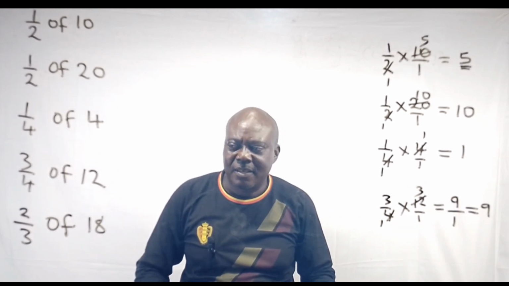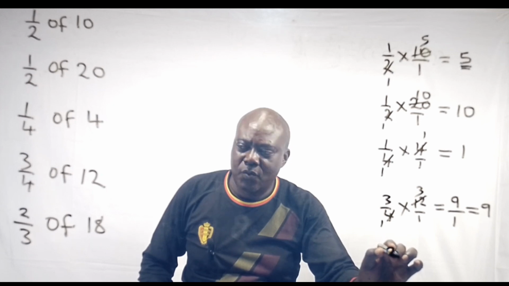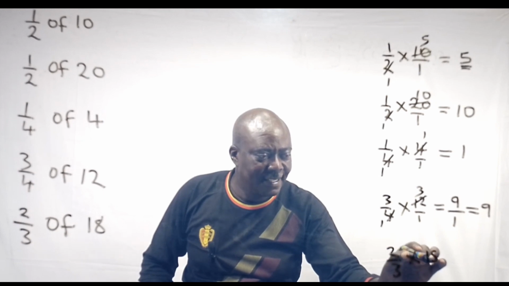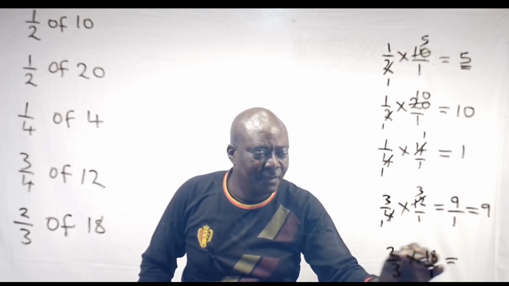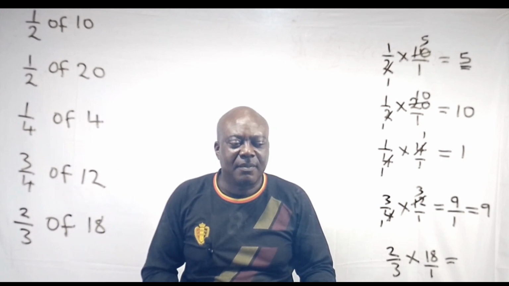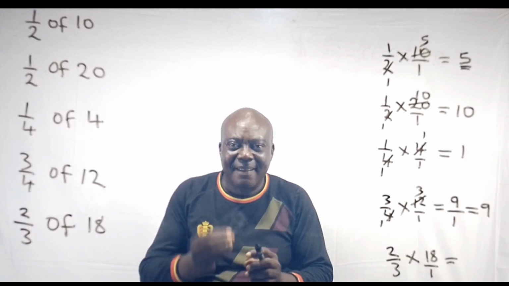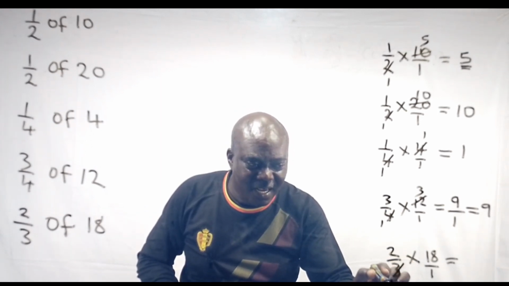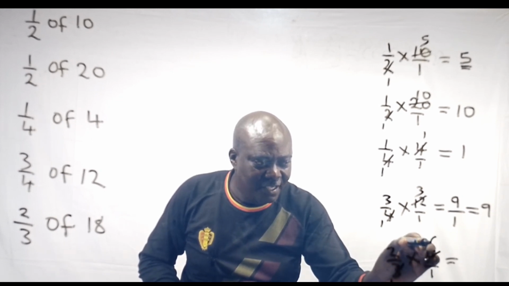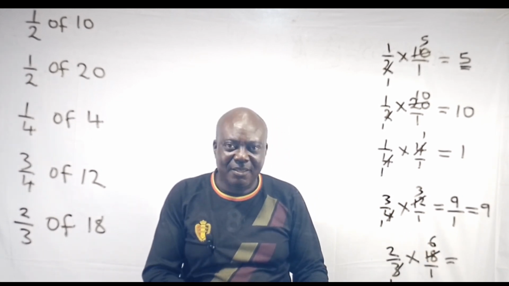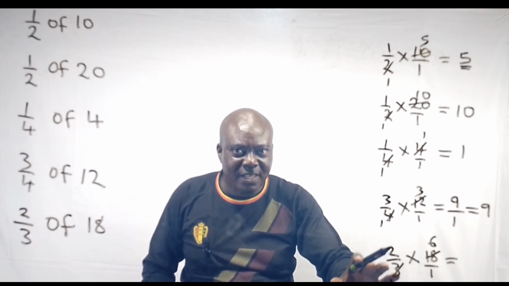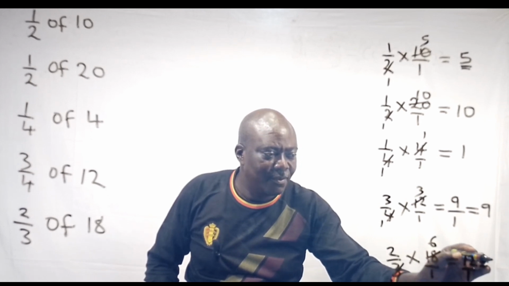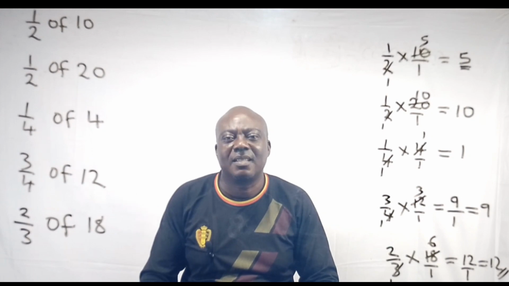Now let's try again the last one. 2 over 3 of 18 over 1, which should be equals to 3 into 18 is possible. So 3 will enter 18 6 times. That means you just strike it. 3 here, 1, 3 here, 6. So you are done with the calculation. So now you go and multiply 2 times 6, which gives you 12 over 1, which gives you 12. That is the final answer.